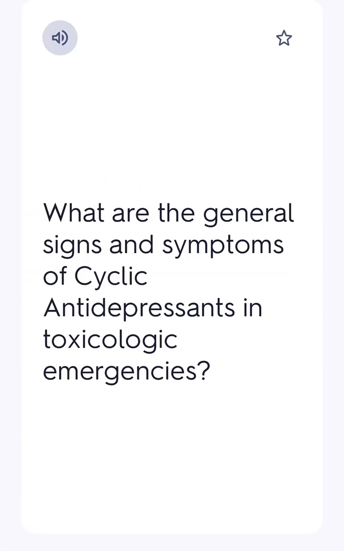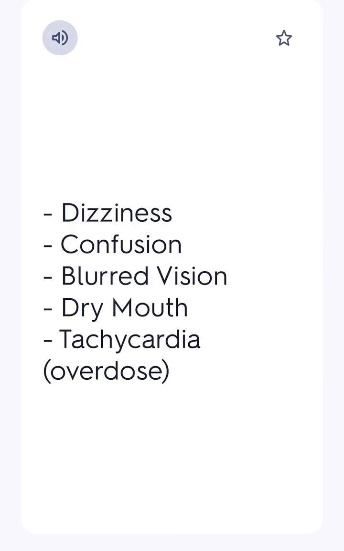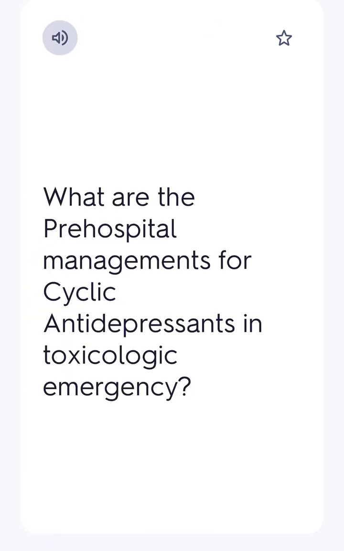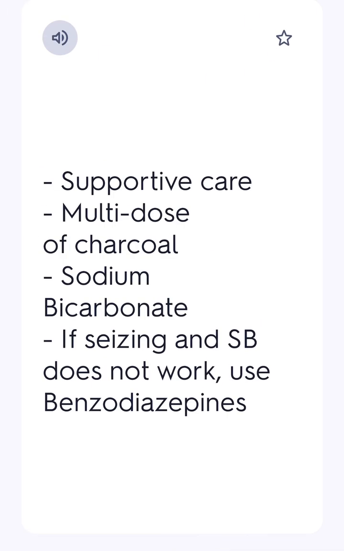What are the general signs and symptoms of cyclic antidepressants in toxicologic emergencies? Dizziness, confusion, blurred vision, dry mouth, tachycardia. What are the pre-hospital managements for cyclic antidepressants in a toxicologic emergency? Supportive care, multi-dose charcoal, sodium bicarbonate. If seizing and sodium bicarbonate does not work, use benzodiazepines.